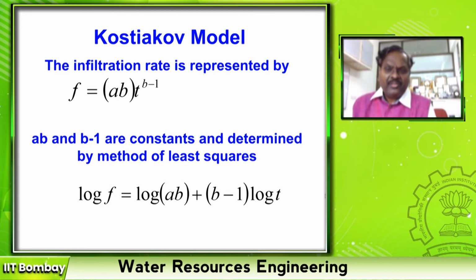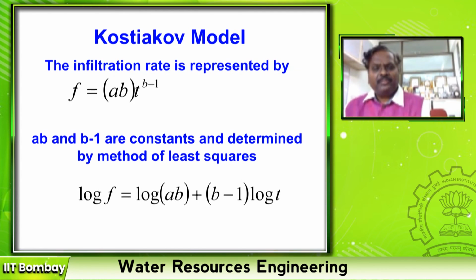Now this log value looks like a linear equation, which is a function of time. Then the slope of, plot your values. You have observed f, take the log values. You have observed time, plot between these two values. The slope is b minus 1, and where it intercepts the x-axis, that means the infiltration rate for 0 time period, that is log AB. Take the anti-log, you will get the value of AB.